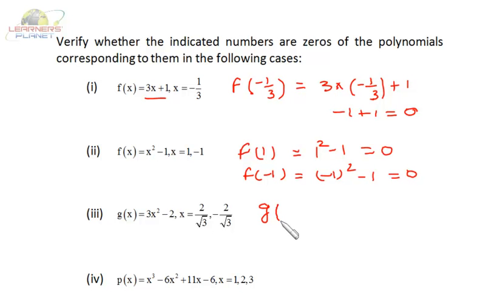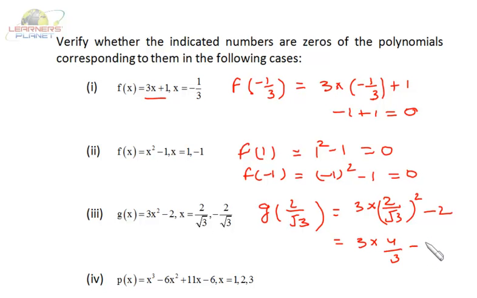So g of 2 by root 3 is 3 into, we put the value of x as 2 by root 3 whole square, minus 2. So what we'll be getting is 3 into 4 by 3 minus 2. So we are getting 2. That means we are not getting 0. That means 2 by root 3 is not a 0 or root of this polynomial. Okay, I hope you are clear.